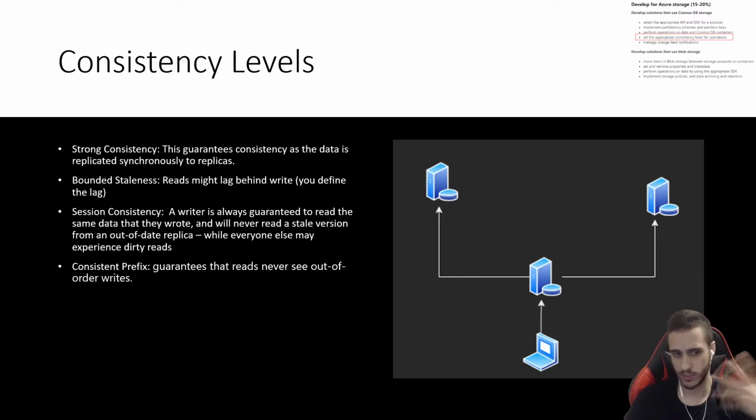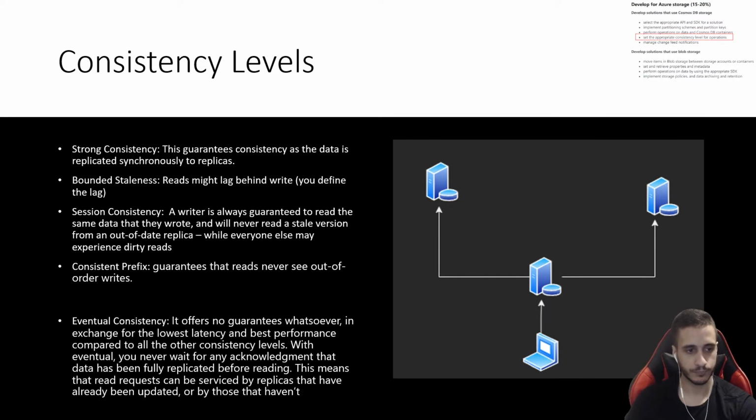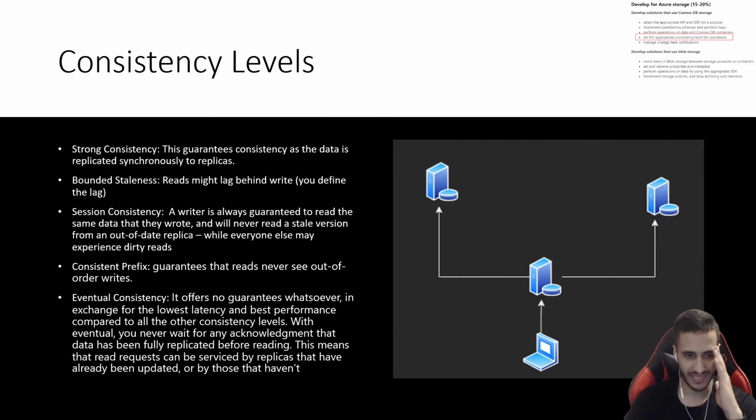And next we have the consistent prefix, and this actually guarantees that reads never see out of order writes, but not vice versa. And lastly, we have what is known as eventual consistency. And again, this is very simple to think about. It just offers no guarantees whatsoever in consistency.